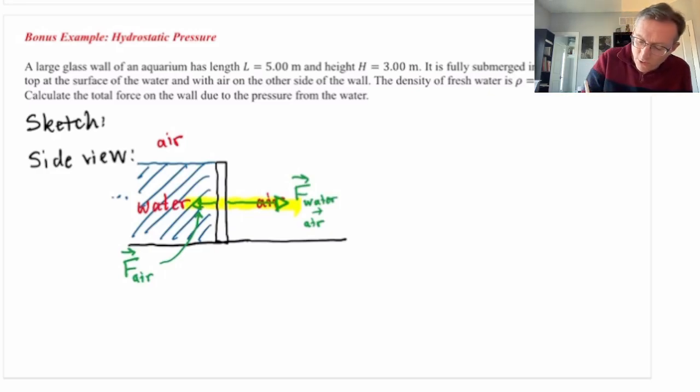Now let me also draw what I'll call a front view.